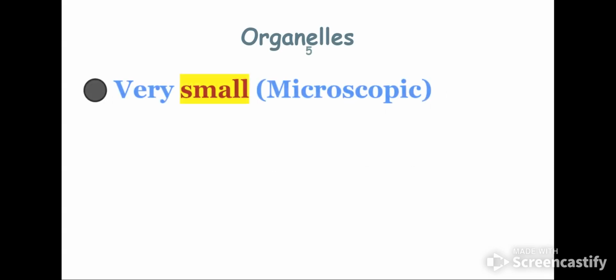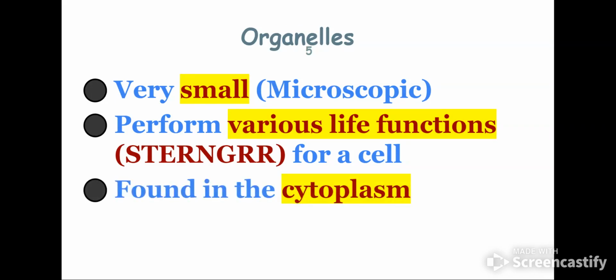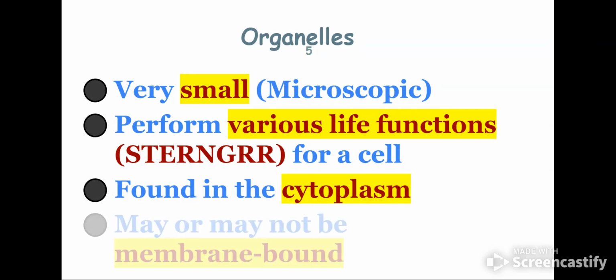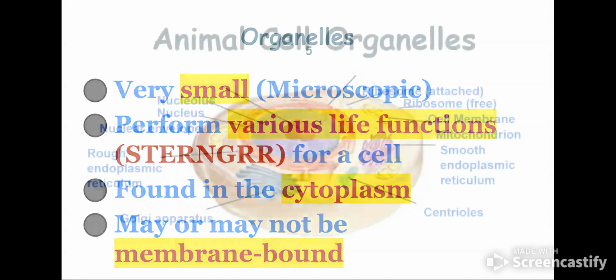All right, so organelles. We talked about these briefly on Friday. They're very small, meaning they're microscopic. We need a microscope to see them. They perform our various life functions, so synthesis, transport, excretion, respiration, nutrition, growth, reproduction, regulation. They're found in the cytoplasm. The cytoplasm's like that little jelly of the cell holding everything together. And they may or may not be membrane bound, meaning surrounded by a membrane of some sort.